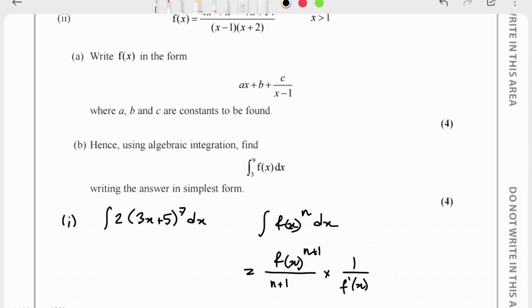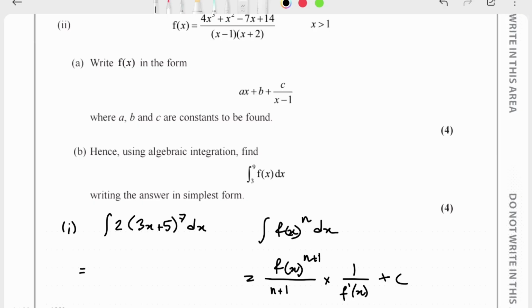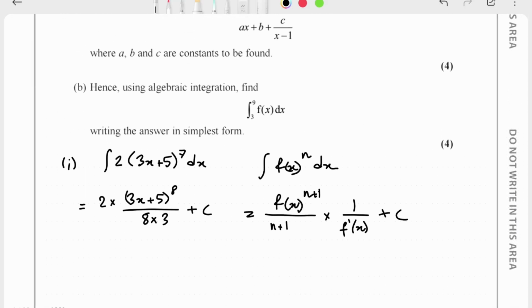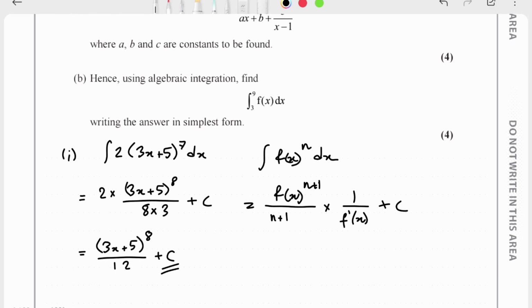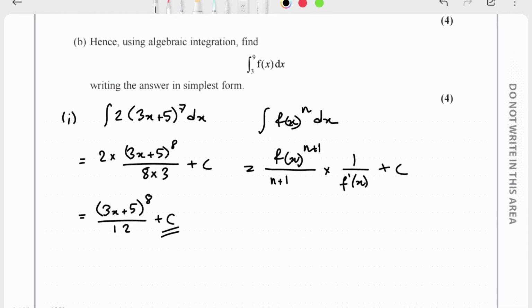Plus c. So if we integrate this, it would look something like 3x plus 5 to the power 8 divided by 8 multiplied by 3, plus c. That is 3x plus 5 to the power 8 divided by 12. Never forget this: plus c. Extremely important.